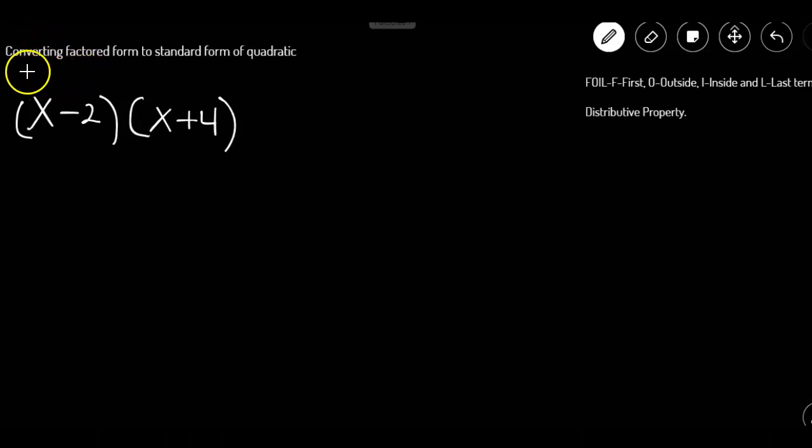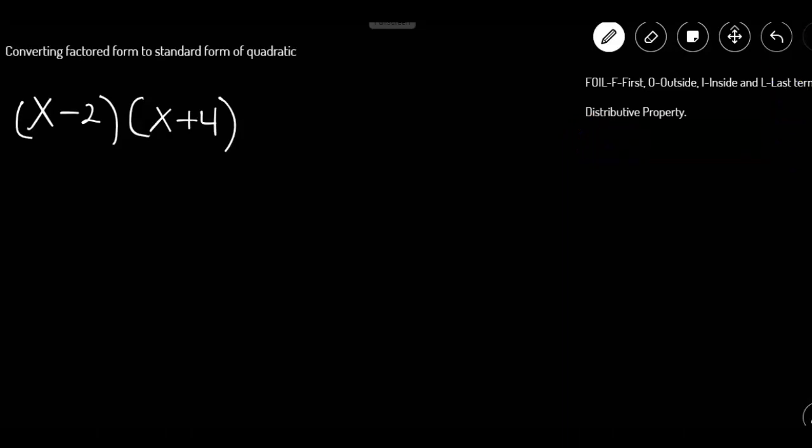Hi, today we're going to look at how we can convert a factored form of a quadratic to a standard form. We will be utilizing the idea of FOIL, which is the first, outside, inside, the last term, and we will also utilize the distributive property.